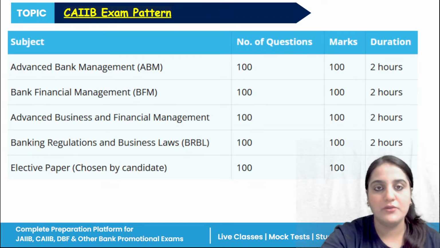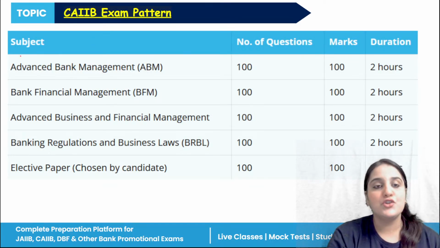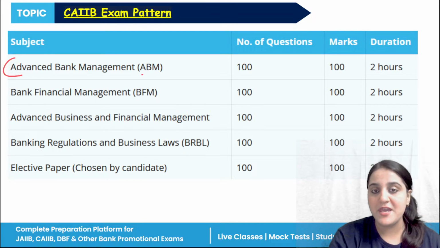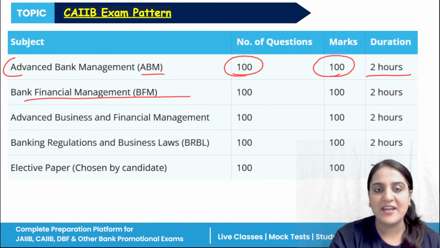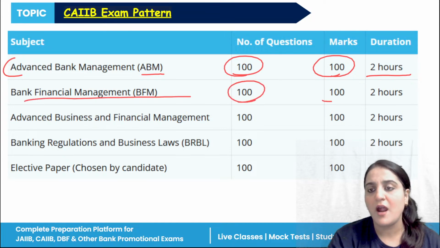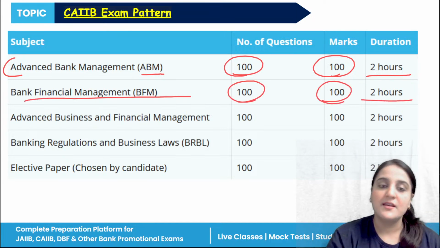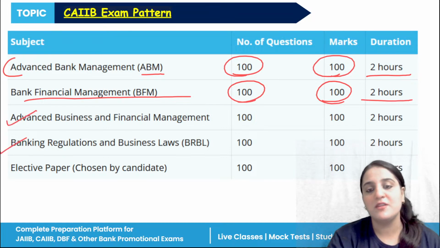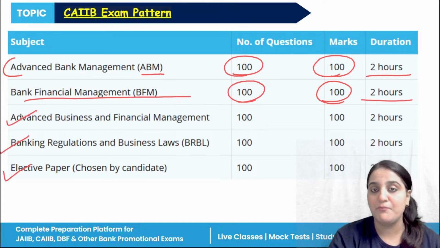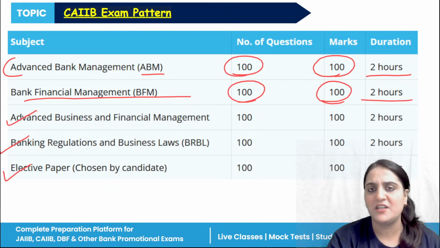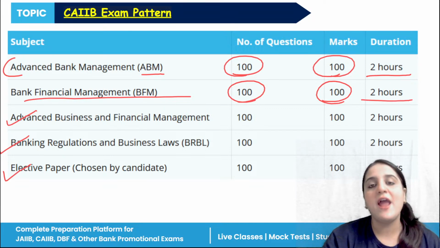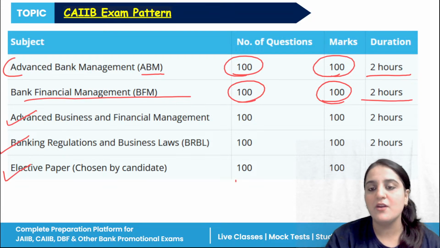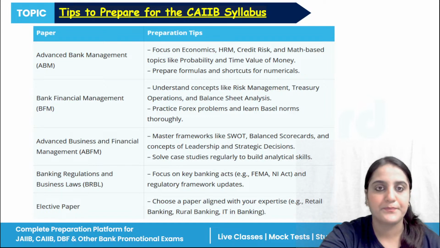And if I talk about the CAIIB exam pattern, you can see here the first paper is ABM, 100 questions, 100 marks, 2 hours. Bank financial management, 100 questions, 100 marks and 2 hours. Same with ABFM, same with BRBL, and also the elective paper, whatever your choice. All the elective papers are held on one day. According to your choice, you can go and attempt the paper. And same here also, 100 questions, 100 marks and 2 hours duration.